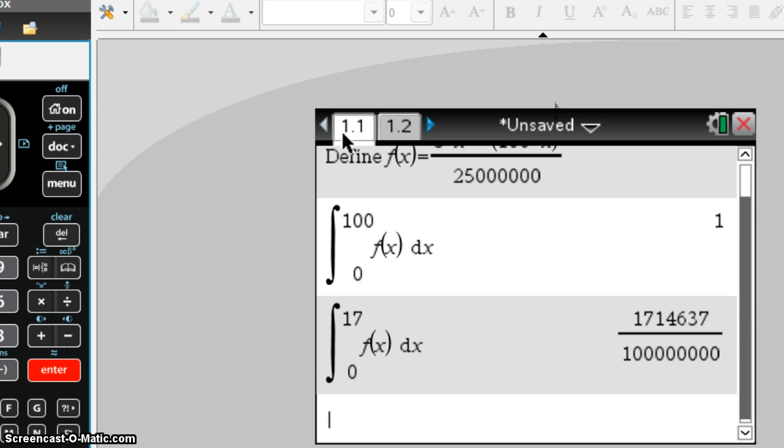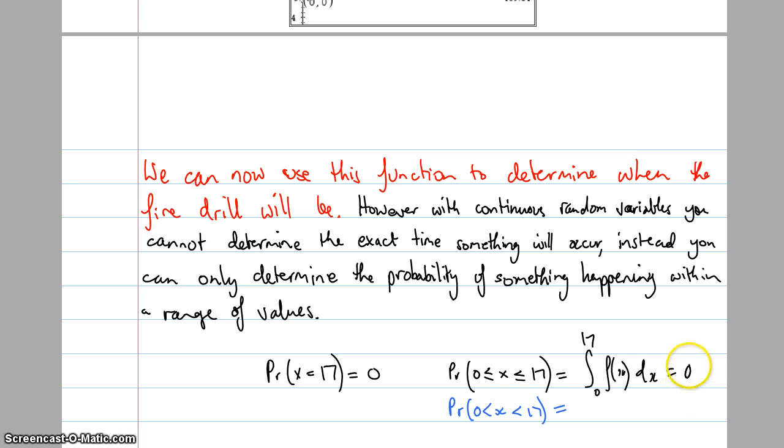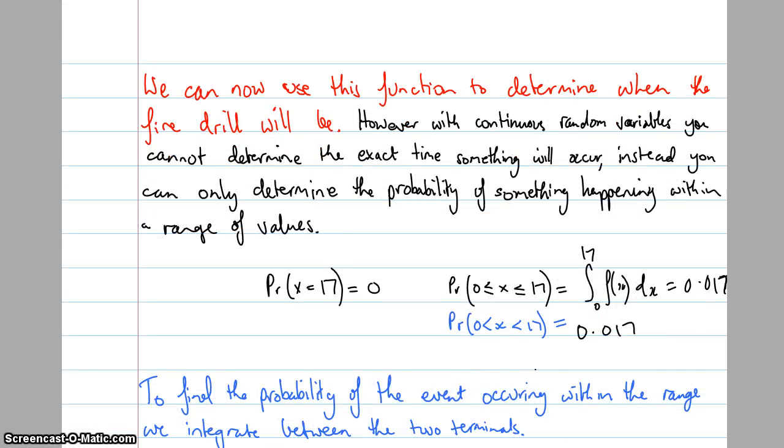If I flick to my calculator and get it in a decimal so it's a bit easier, that's 0.017. So close to a 2% chance of happening in the first 17 minutes. So not a high chance, which is nice. To find the probability of the event occurring within the range, we integrate between the two terminals, as I've just shown you.